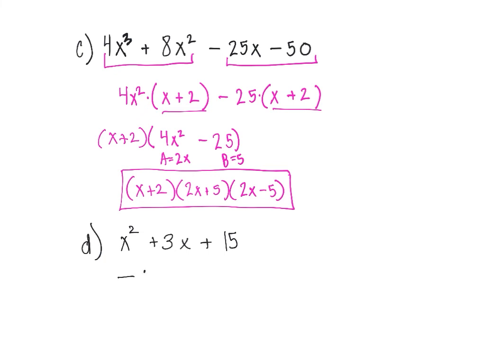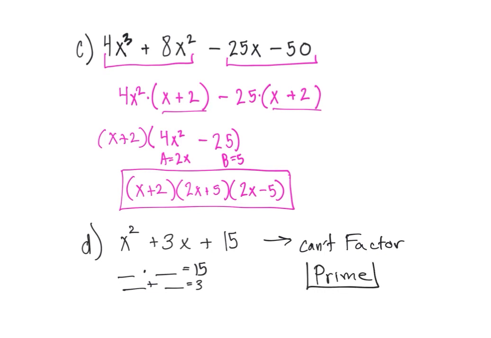So I'm going to look for 2 things that multiply to get 15 and add to get 3. Well, the factors of 15 are 1 and 15. They have to be the same sign. We've got 5 and 3, and neither one of those pairs is going to add to get 3. So because of that, guess what? We can't factor this. So because we can't factor a trinomial, we will call it prime. Every once in a while you'll see something like that, so I just wanted to call it to your attention.